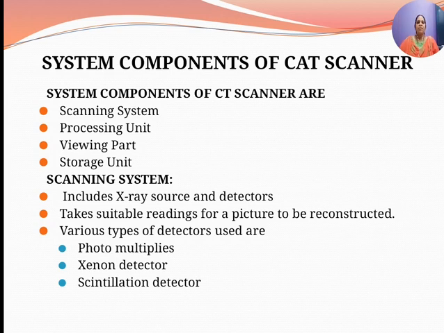So in the scanning system, we have the X-ray source, that is the X-ray tube which produces the X-rays, and then we have the detectors. They take suitable readings for a picture to be reconstructed. The various types of detectors are photomultipliers and xenon detectors. Then we have the scintillation detectors also.